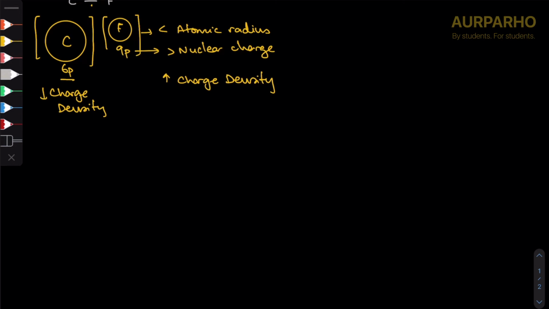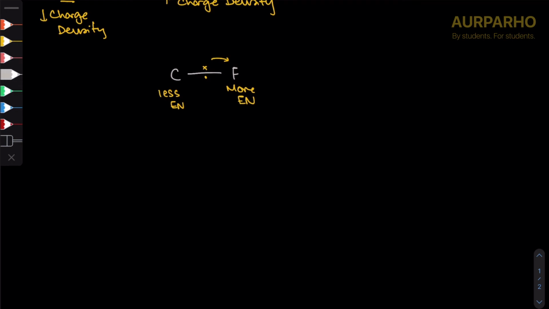So now that we've established that in a CF bond, in a carbon-fluorine bond, carbon is less electronegative and fluorine is more electronegative, what does that mean? It means that the shared pair of electrons between these two atoms is going to be attracted more towards F than towards C. So in actuality, it's going to exist much closer to F than it does to C, because F is more electronegative, right? This distance is going to be greater than this distance, right?